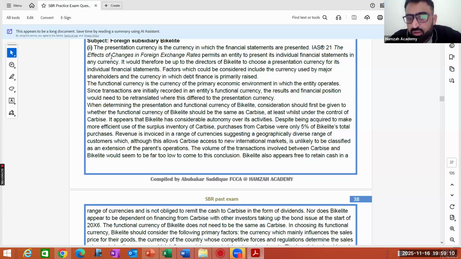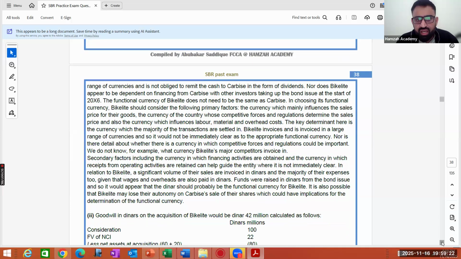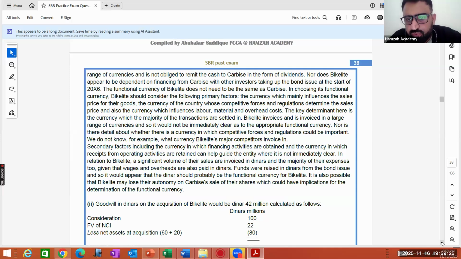B, the bike light, also appears to be free to keep cash in a range of currencies, and is not obliged to remit the cash to Carbice in the form of dividends. Nor does the bike light appear to be dependent on financing from Carbice, with other investors taking up the bond issue at the start of Act 6. So the functional currency of the B does not need to be the same as Carbice's. In choosing its functional currency, B should consider the following primary factors: the currency.